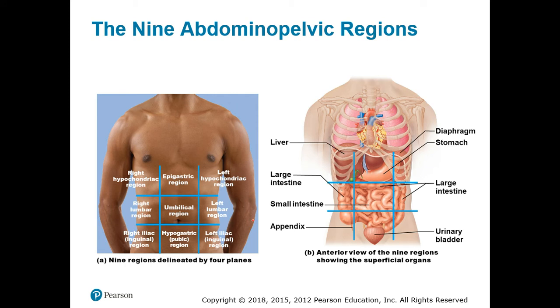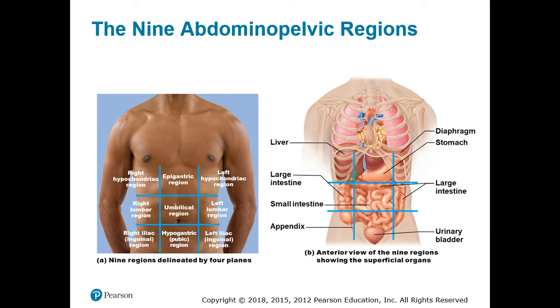Here are your 9 abdominal pelvic regions. This one, in terms of knowing the location, is best. The easiest one I always remember is your umbilical region, and that's because it's near your belly button or your umbilical cord. That's where it's attached. From there, we have different regions. We have the epigastric region and the hypogastric, also known as the pubic region, where your pubic bone is going to be located.